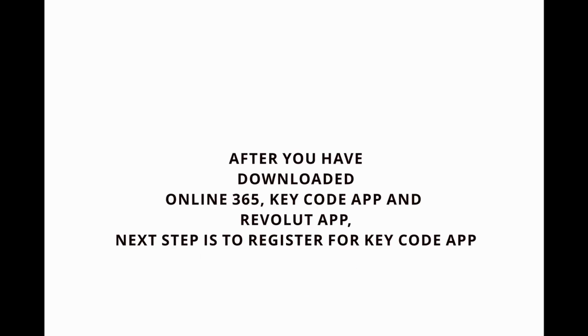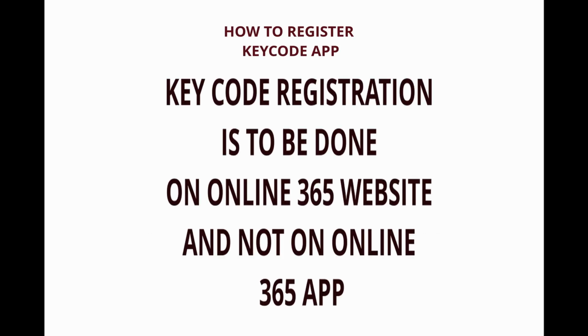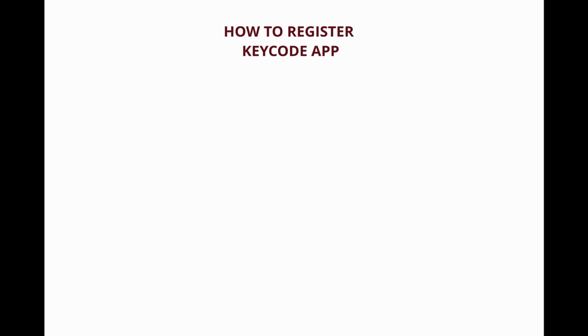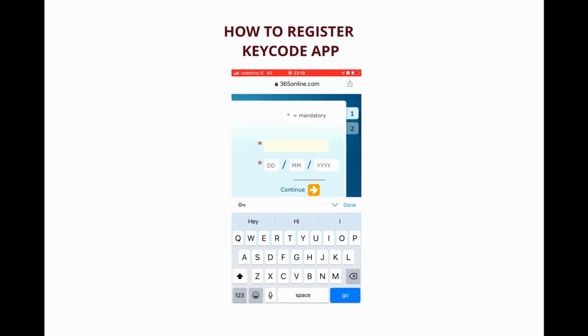Now, the first step is to register yourselves for the keycode application. For this, you will have to first go into your online 365. Please note that you will have to use a web browser like a Google Chrome or Safari, and then log into your online 365 to register for keycode application. So basically you have to download the keycode application, and then you have to register for the keycode application on the online 365 profile of your online banking.